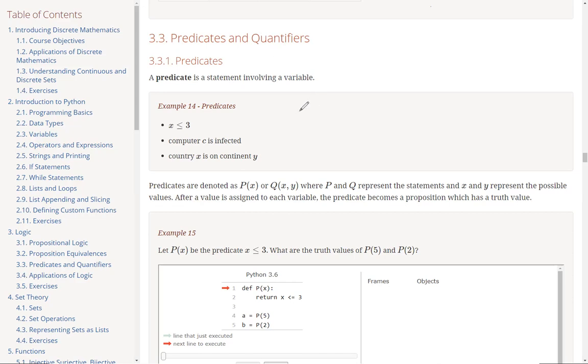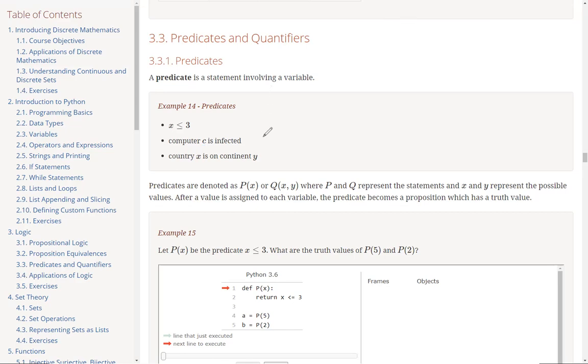So here are some predicates. Remember, a statement that involves a variable. X is less than or equal to 3. There's a variable there, X, so that's a predicate. Computer C is infected. So I have a variable C, a computer that I'm going to label with the variable C, that is infected. I can also have predicates that involve more than one variable. Country X is on continent Y. So these are all examples of what are called predicates.